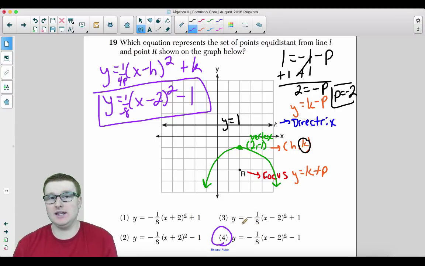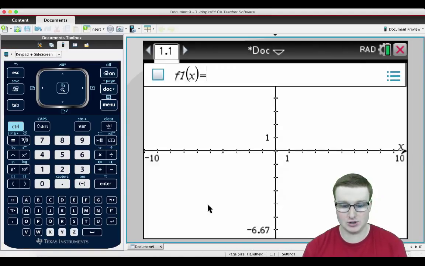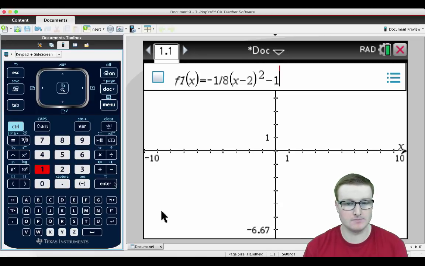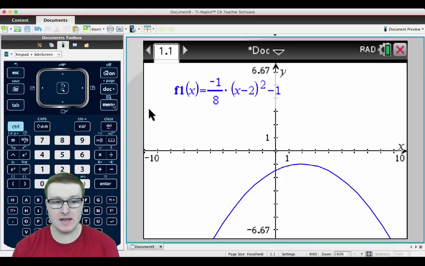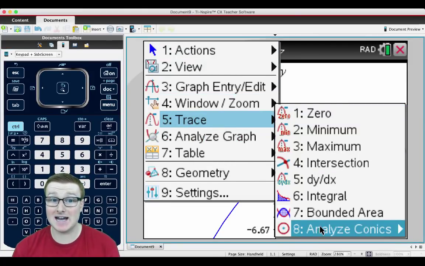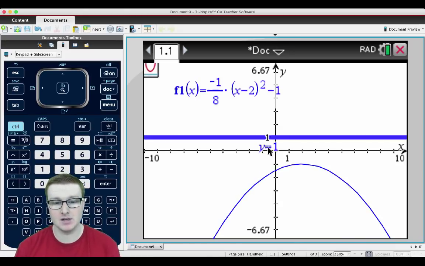Now I'm going to show you a really neat way to check yourself in the calculator. Go to your graph page, okay? I'm going to type in our answer, -1/8 times (x minus 2) quantity squared minus 1. We get this, right? Go to Menu, Analyze Graph, Analyze Conics, then click on Directrix, and click on the parabola. Look at what you get.